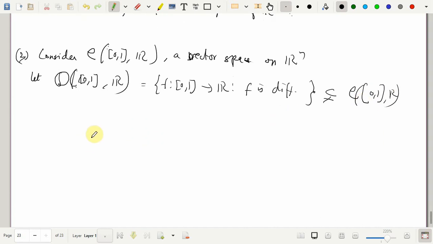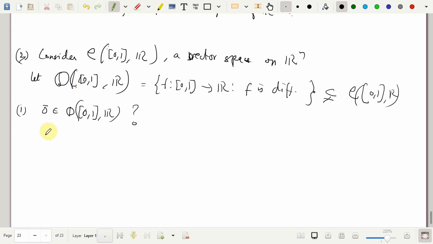So now we need to check whether this is a subspace of C of 0, 1. First of all, the first thing you need to check is whether the 0 vector belongs to D of 0, 1. In this case the 0 vector is nothing but the 0 function, as we are dealing with a set of functions. So this is the first question that we have. Now the 0 function, being a constant function, is differentiable at every point of the domain, and therefore it has to be a part of this.